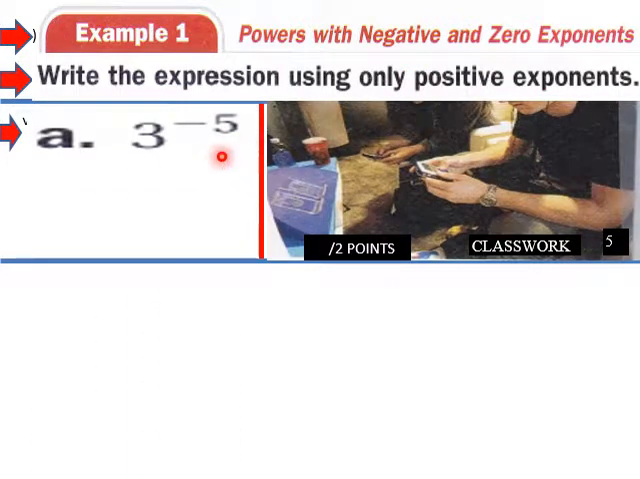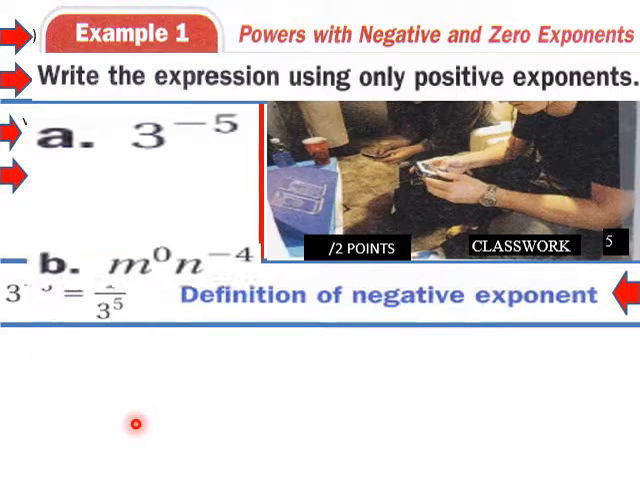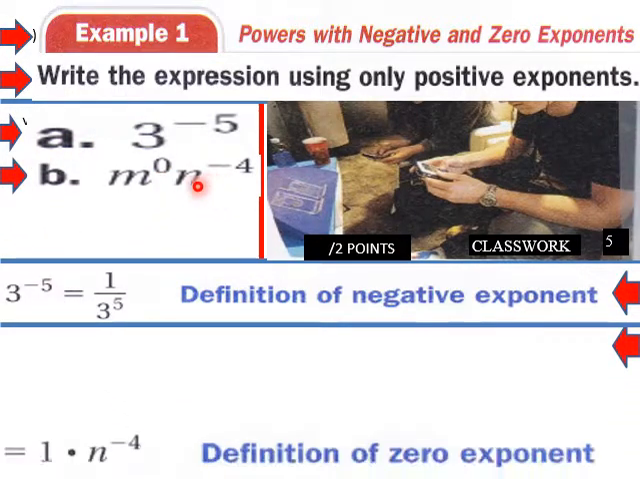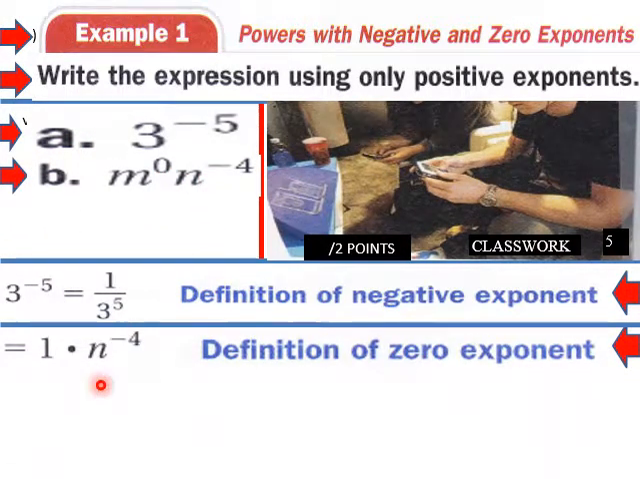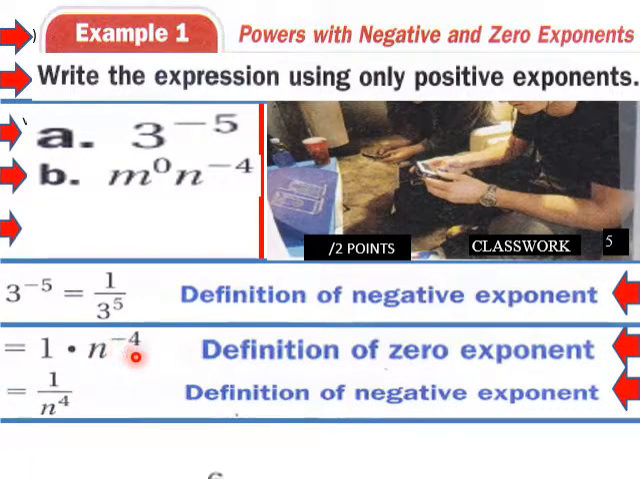Write the expression using only positive exponents. So how will we write that? We would flip it. 3 to the negative 5th would be 1 over 3 to the 5th. Definition of a negative exponent. How would we write this now, using only positive exponents? m to the 0 would be 1 times n to the negative 4. What would that become? It becomes 1 over n to the 4th power. Now we have a positive exponent in the denominator.